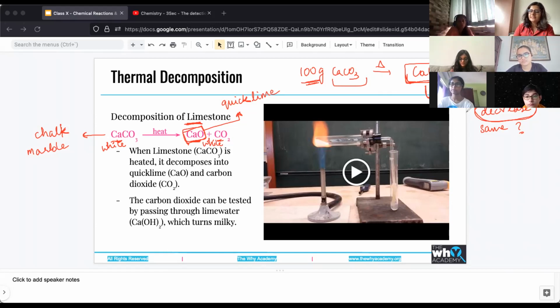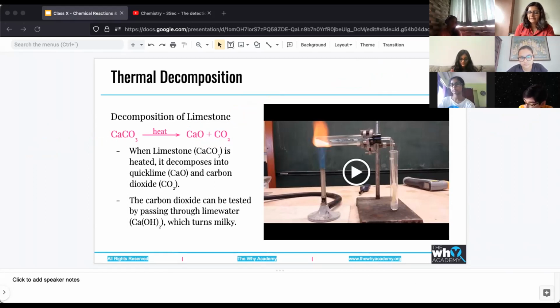Now here comes the second test. Okay, what gas has escaped out into the atmosphere? Like, what do we have here? How do we know this is carbon dioxide? So do you guys remember what the test for carbon dioxide is? Ma'am, it was mentioned in class 9 that carbon dioxide turns lime water milky. There you go. That is correct.